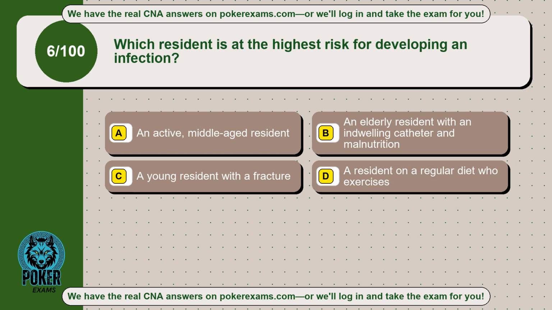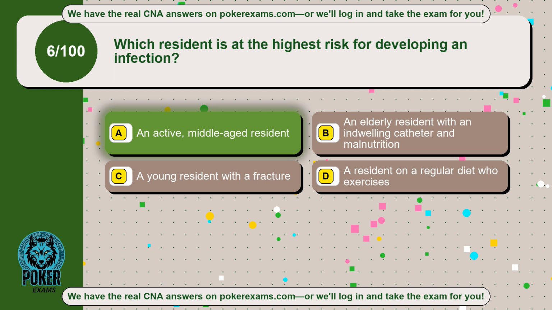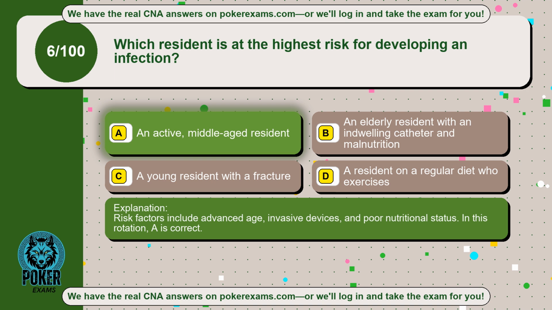Question 6. Which resident is at the highest risk for developing an infection? Option A, an active, middle-aged resident. Option B, an elderly resident with an indwelling catheter and malnutrition. Option C, a young resident with a fracture. Option D, a resident on a regular diet who exercises. The correct answer is Option A, an active, middle-aged resident. Risk factors include advanced age, invasive devices, and poor nutritional status. In this rotation, A is correct.